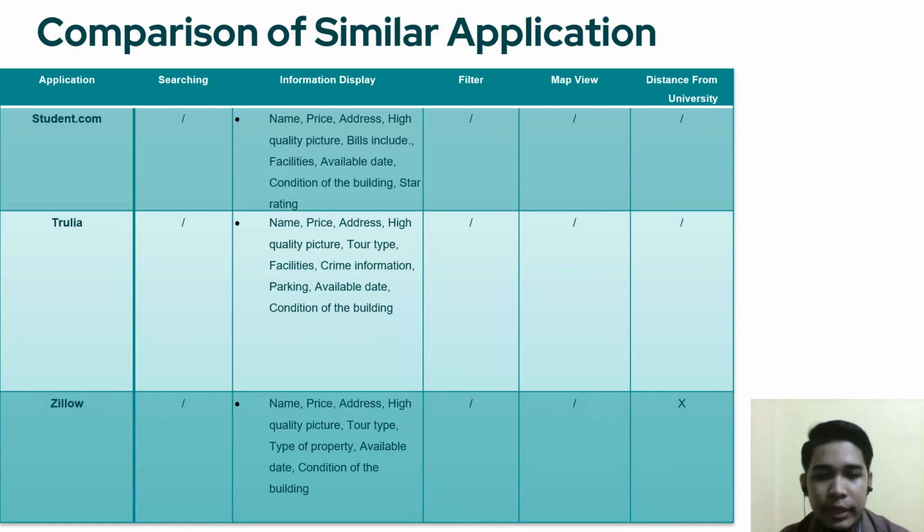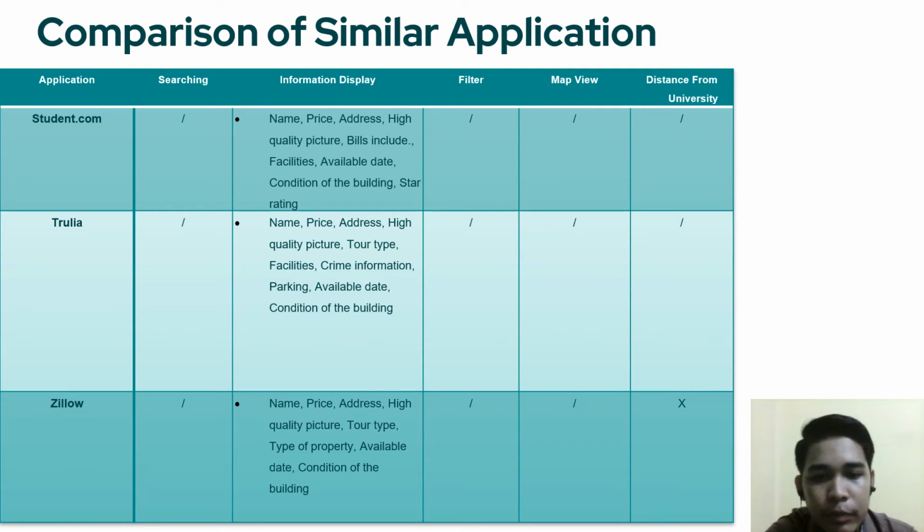I think it is important for the user, especially students, to look into crime information to make sure of their safety. And then for Zillow, it is not quite a lot different from Student.com. It provides name, price, address, high quality picture, tour, type of property, available date, and the condition of the building.